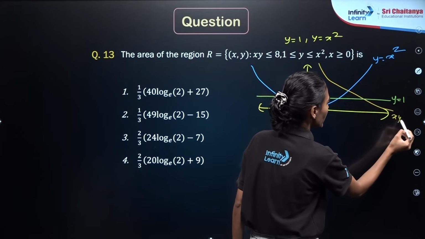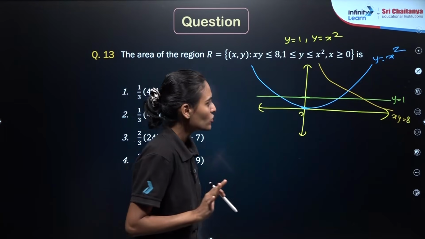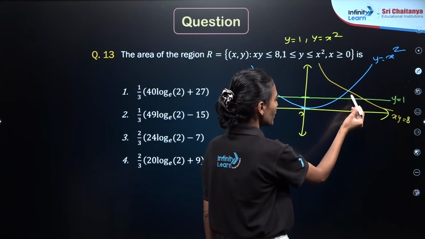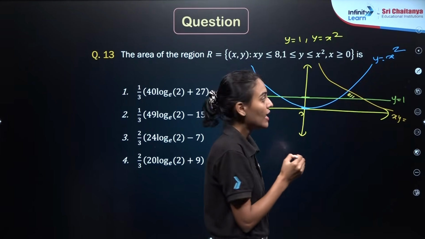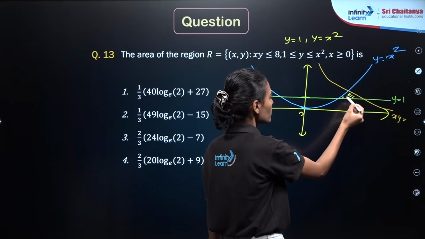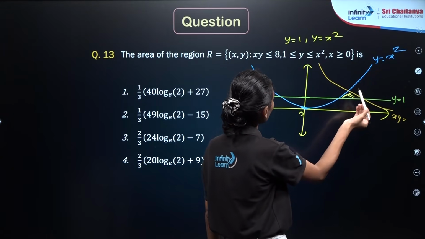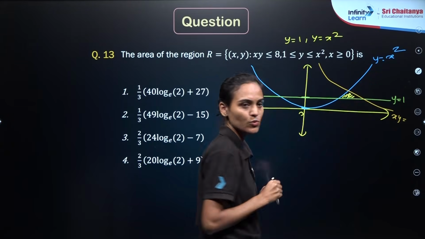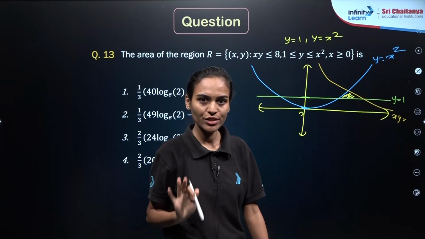This is x into y equal 8. Okay. So see students, x into y less than or equal to 8 means this portion, and you have y less than or equal x square means this portion, and you have y greater than or equal 1 means this portion. So this triangle area we need to find.